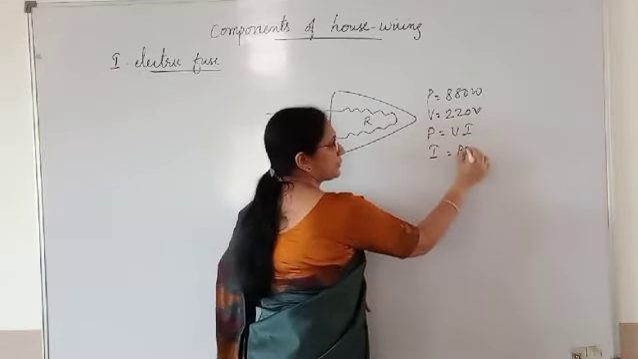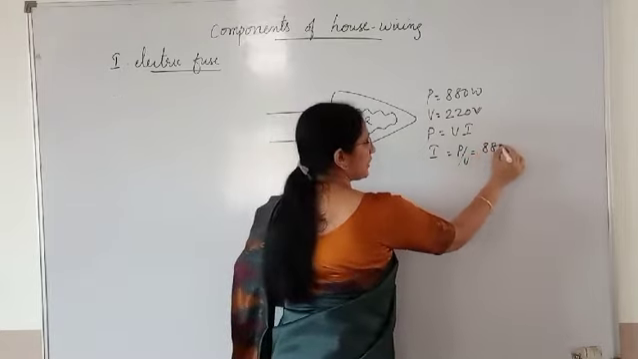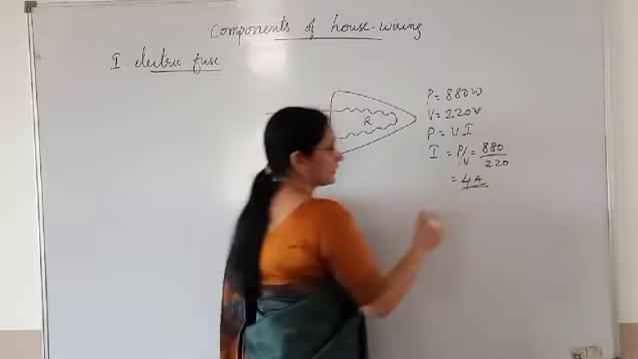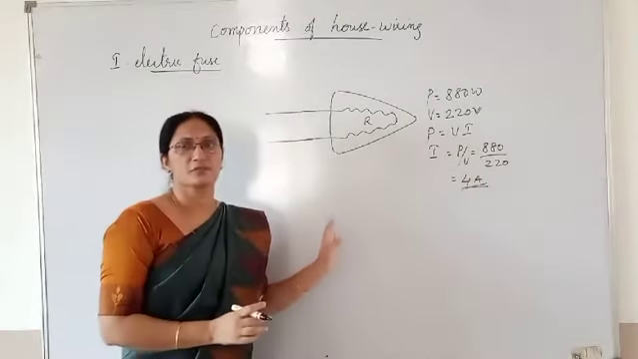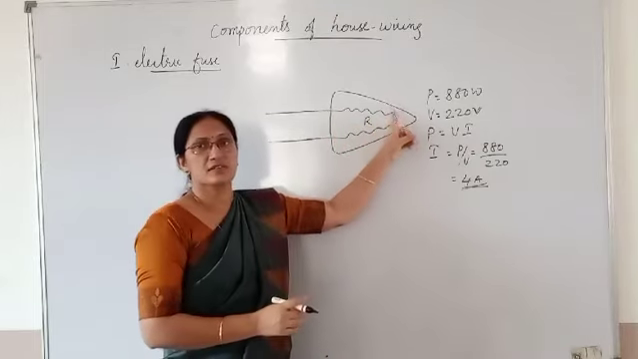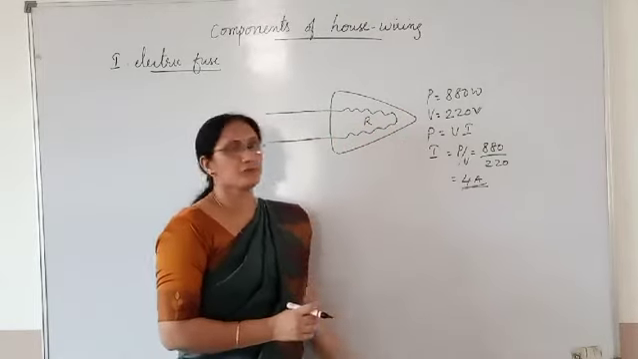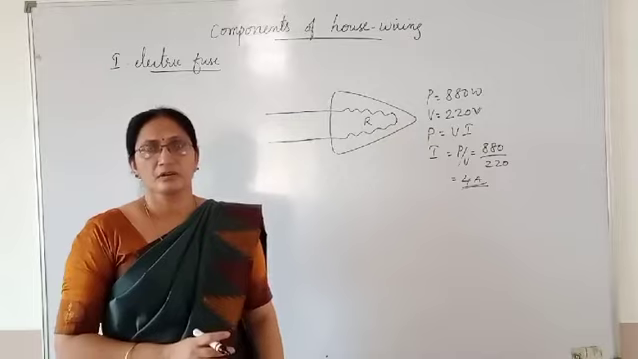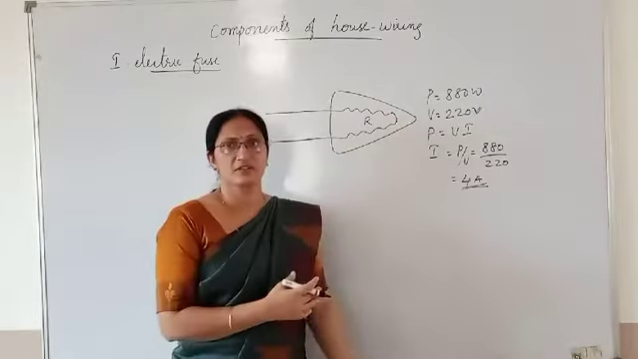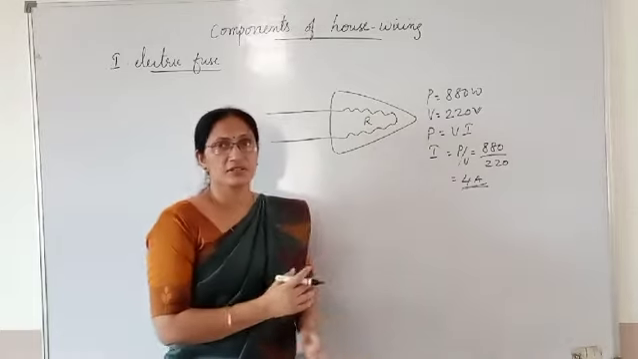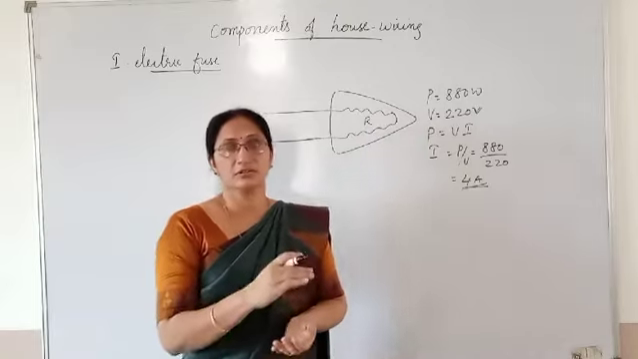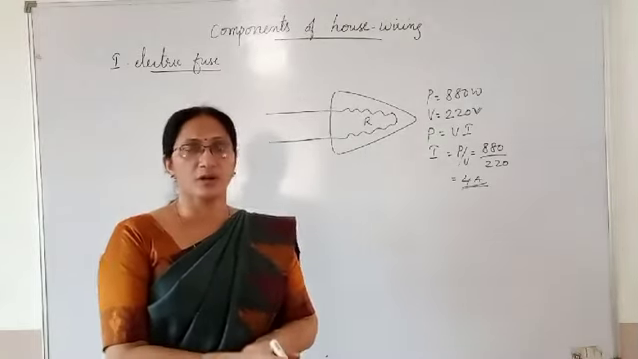I is equal to P by V, 880 upon 220. That means 4 ampere. The safe current of this device is 4 ampere. That means the maximum current this coil can tolerate is 4 ampere. If any current more than 4 ampere enters into the device, it will get damaged. That situation we call overloading, or we can say the appliance got overloaded.